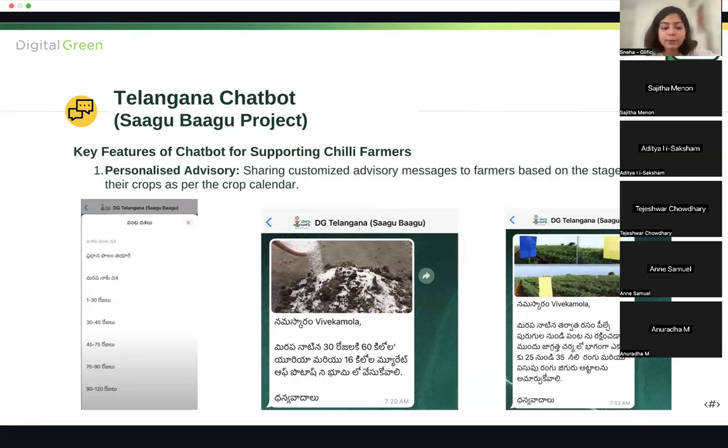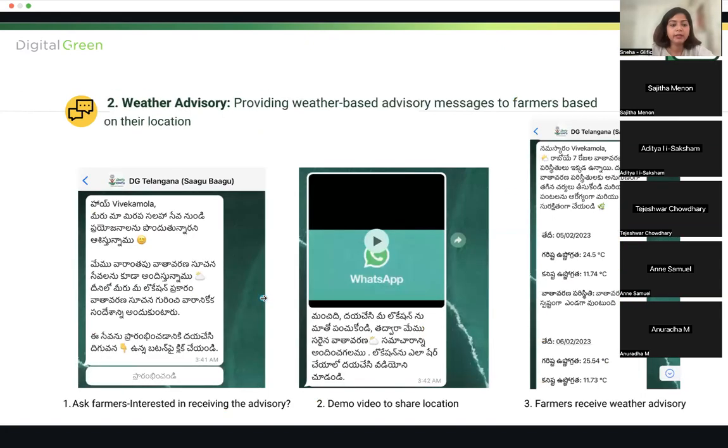So through the chatbot, in a couple of screenshots you would see, they're first trying to understand the stage of the farmer. Where is the farmer right now? So that they could make it more personalized. That's what is happening in the first step, asking relevant questions which will help them map the farmer to a particular stage of the crop. And then they will share the crop advisory with them.